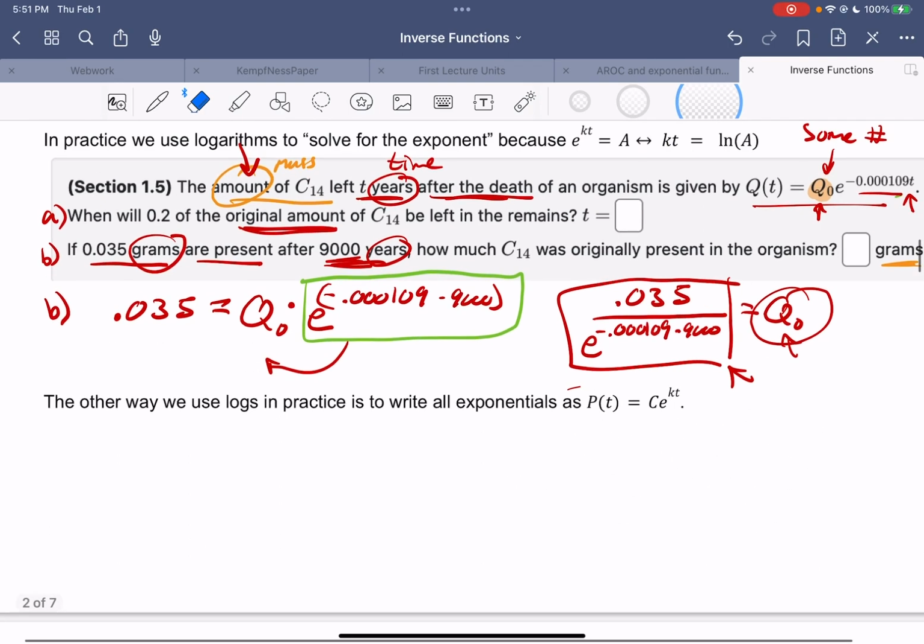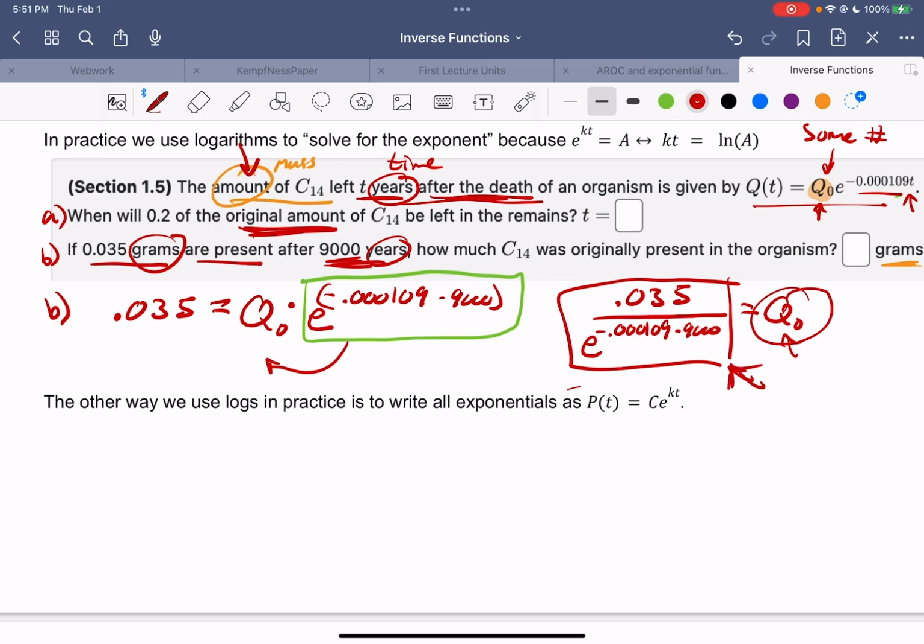And that's also why it's called the original amount, because no time has gone by. Time after death, no time has gone by. The organism just died. Oh my goodness. Tragedy. And there's this much carbon-14 in them. Okay, fine. So that's what B is asking for. We know Q naught. Let's look at A. And in A, you don't need to know Q naught. That's why this order doesn't matter.